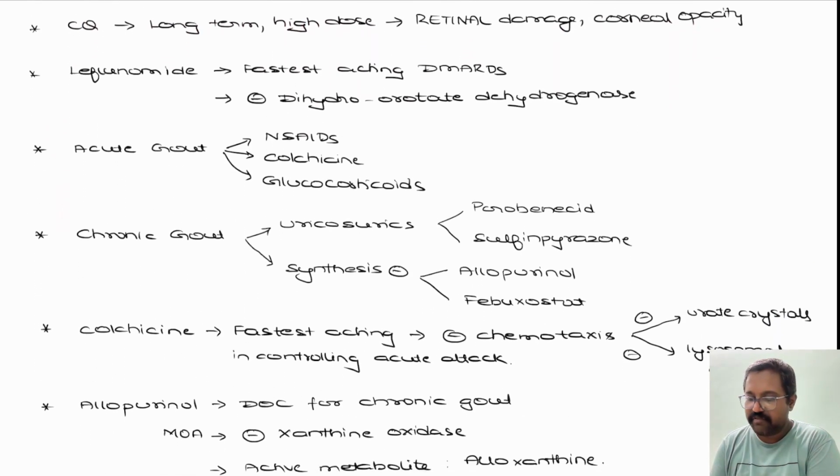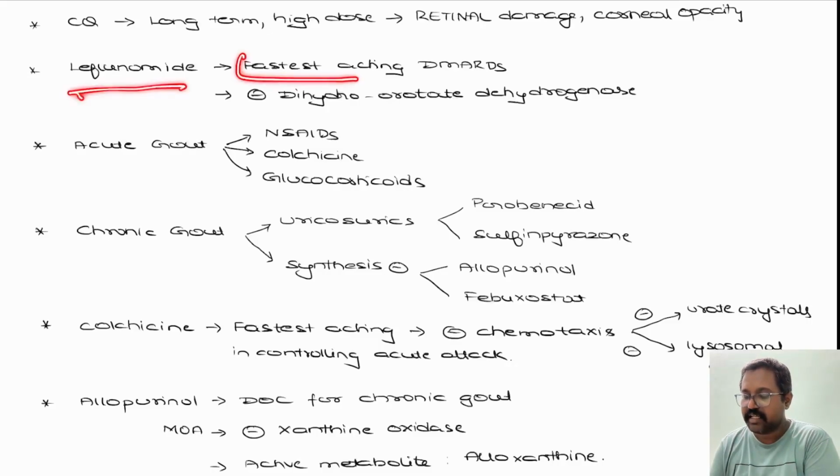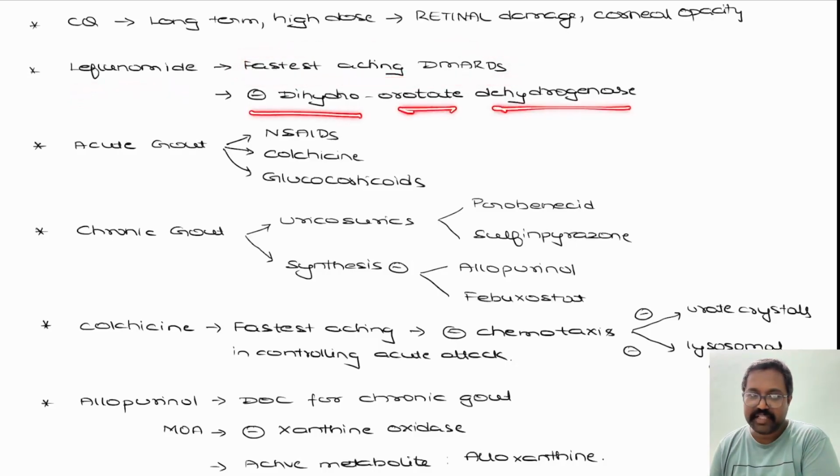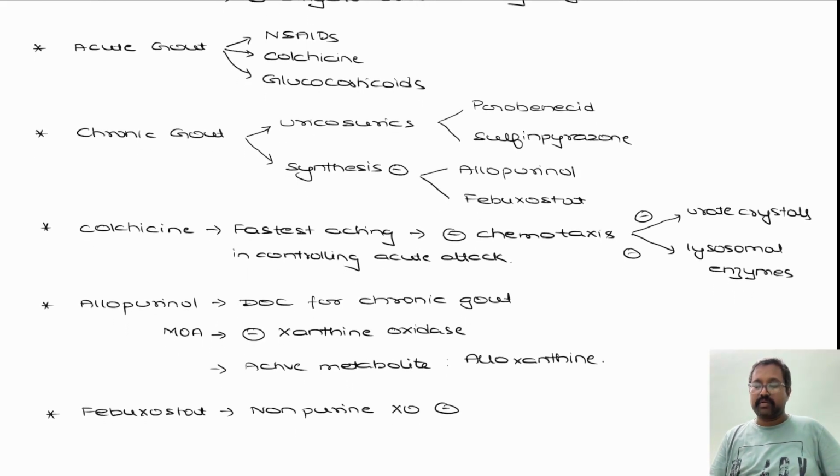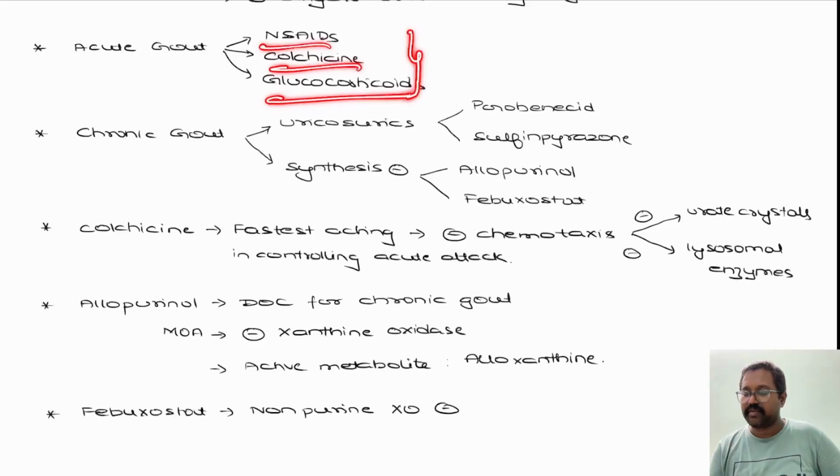Then next we have leflunomide. This is the fastest acting disease modifying anti-rheumatoid drug. It acts by inhibiting the dihydroorotate dehydrogenase enzyme. So what are the drugs used for the treatment of acute gout? Please remember, in the treatment of acute gout, we use three drugs: the non-steroidal anti-inflammatory agents, colchicine, and the glucocorticoids. And colchicine is the fastest acting drug here.